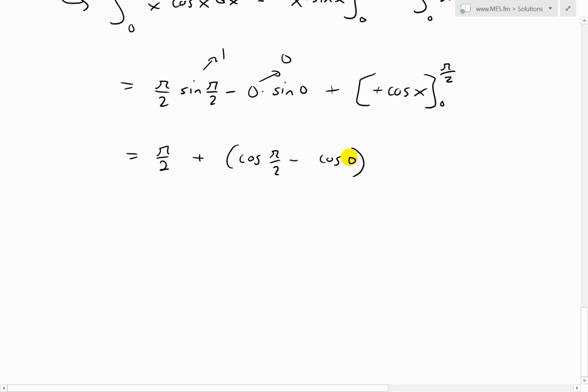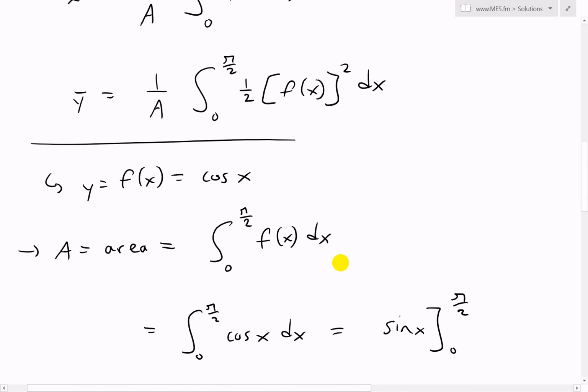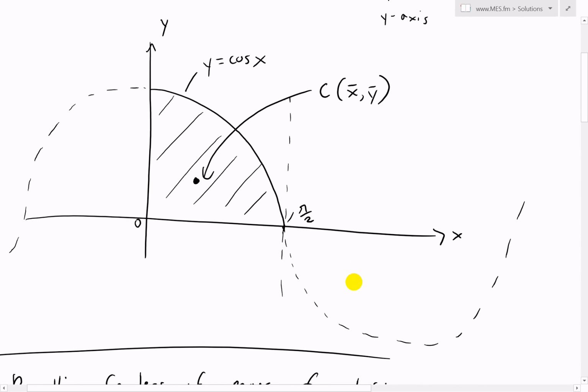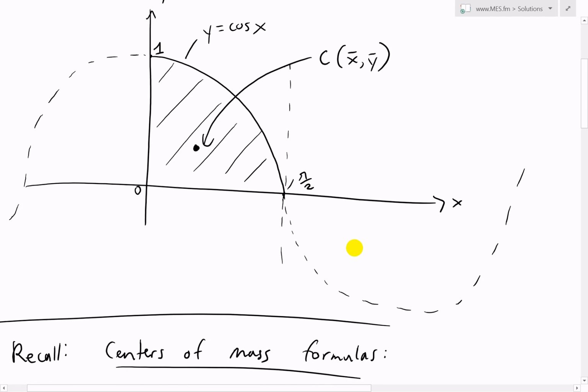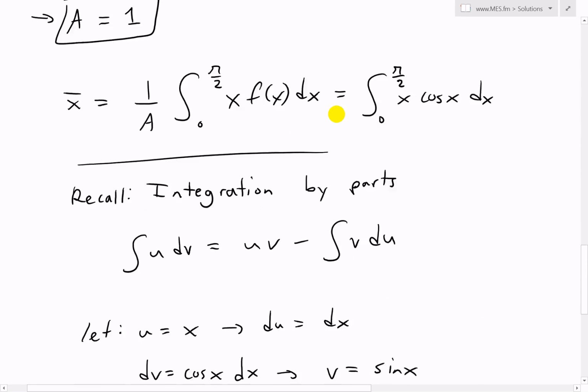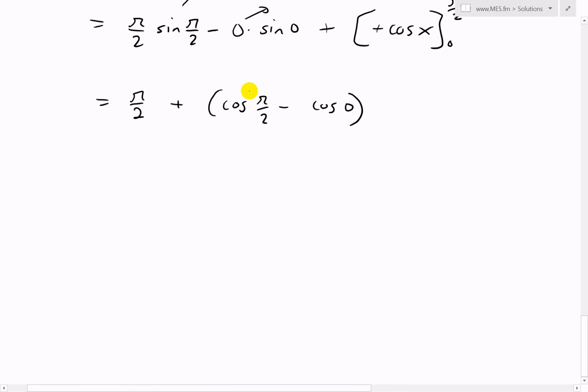So cosine of 0 is just 1, and cosine of pi over 2 is 0. So that's our cosine function: this is 0, this is 1. So what we end up getting is that the x value is equal to pi over 2 minus 1.